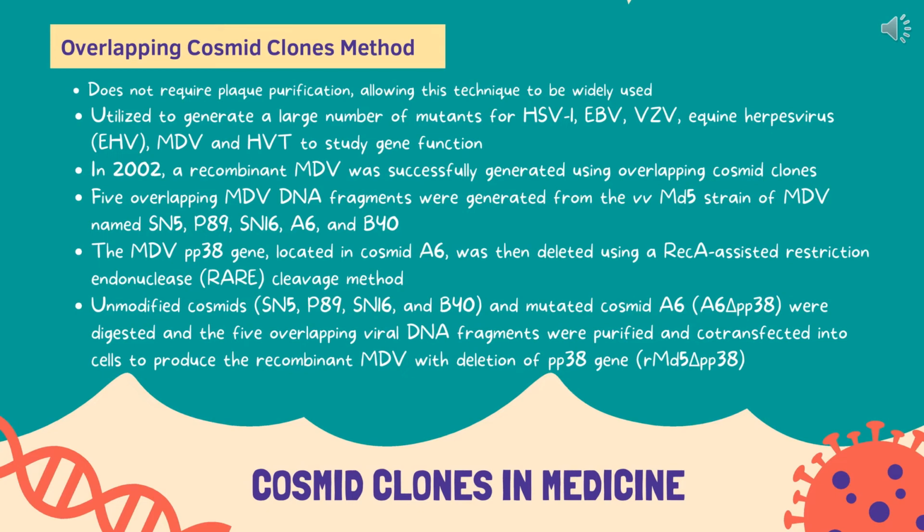Finally, unmodified cosmids and mutated cosmid A6 were digested and the 5 overlapping viral DNA fragments were purified and co-transfected into cells to produce the recombinant MDV with deleted pp38 gene. This recombinant virus showed that pp38 is important for MDV early cytolytic infection.